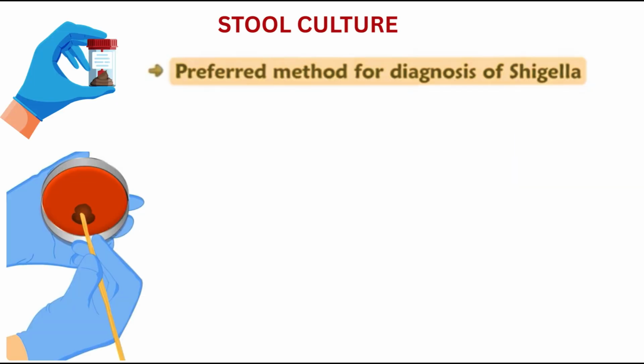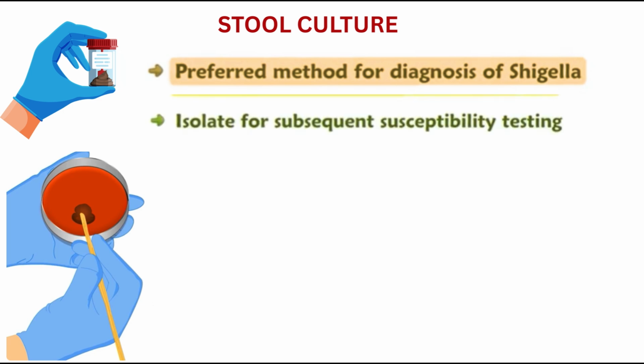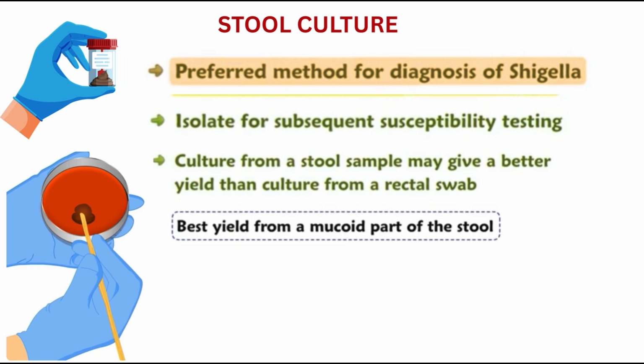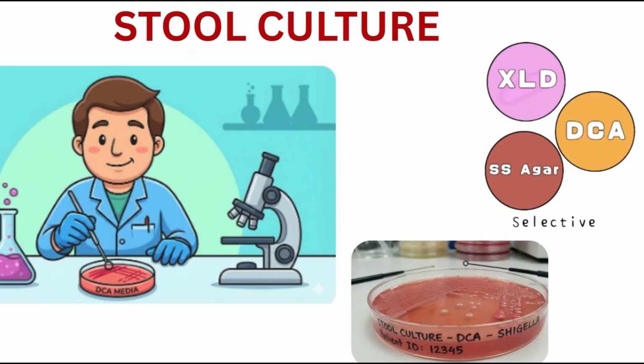However, stool culture remains the gold standard for diagnosis as it allows definitive organism identification and antimicrobial susceptibility testing. Stool samples provide a better diagnostic yield than rectal swabs, particularly when collected from the mucoid portion of the stool. Culture is performed on selective media such as deoxycholate citrate agar, xylose lysine deoxycholate agar, and Salmonella Shigella agar, which help differentiate Shigella from other enteric pathogens.